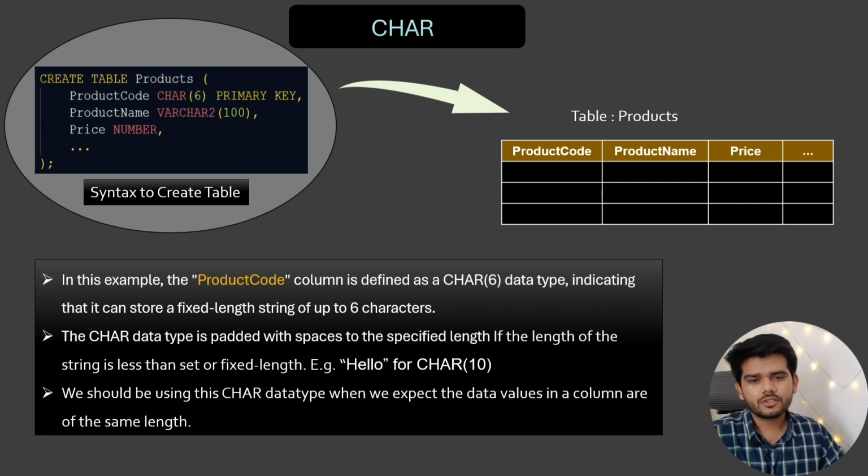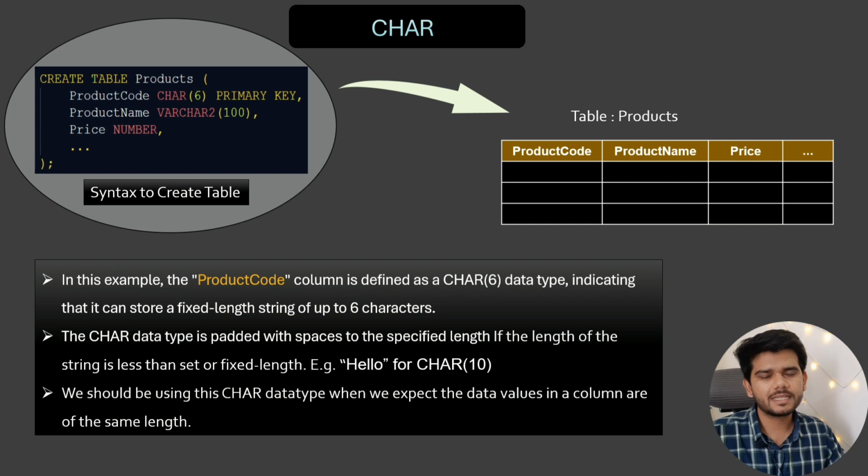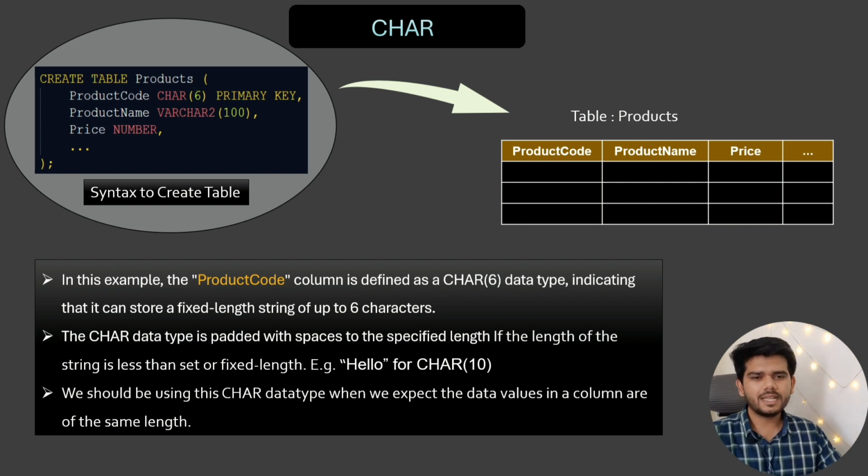Char is useful for data that will always be the same length, such as postal codes or product codes, when you want the data to be uniform and occupy a consistent amount of space in the database. At that time we can make use of this char data type. So when inserting data into this table, the product code values would be fixed length strings. Let's see what type of data we can get under the product code column.